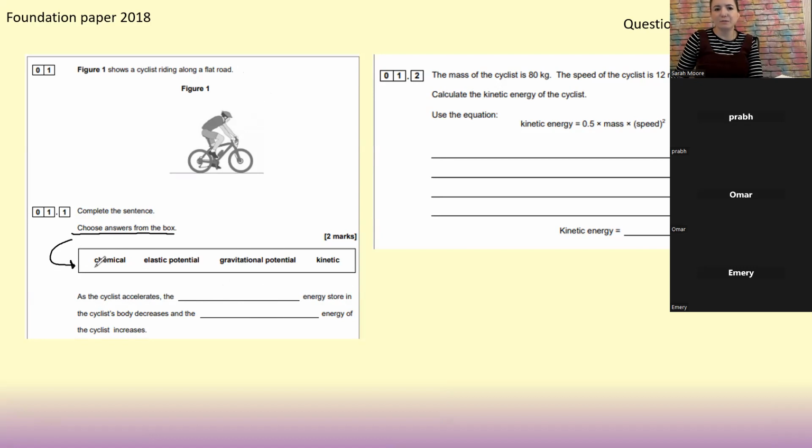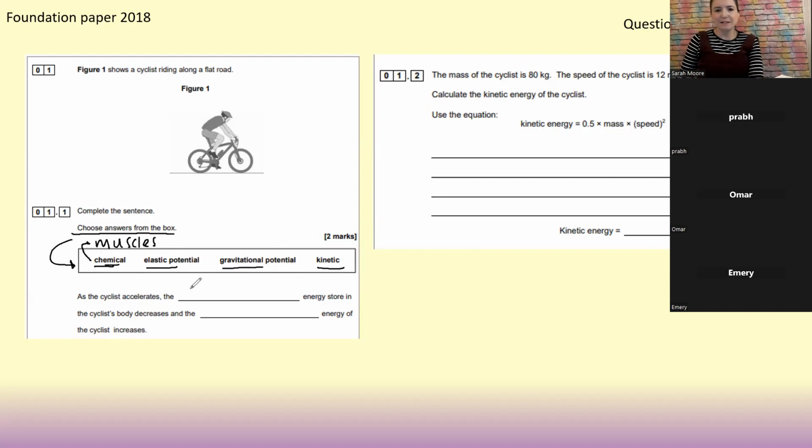Okay, let's have a look at the words. We've got chemical, elastic potential, gravitational potential, and kinetic. Kinetic energy is movement energy. So anything which is moving has energy in the kinetic store. Anything which is high up has energy in its gravitational potential store, and anything which is stretched or compressed has energy in its elastic store. Chemical energy is found in our muscles. It's also found in our food, and people often don't make the link there, chemical energy to our muscles.